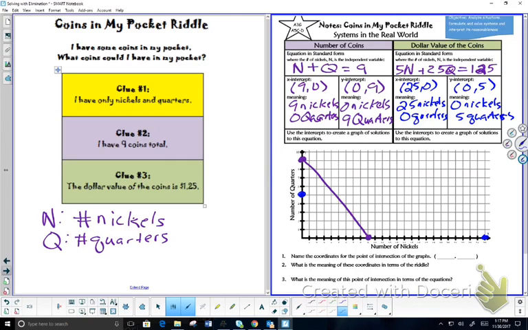Very carefully connect your dots and see where your intersection is. Oh, I did a horrible job connecting my, let's undo.